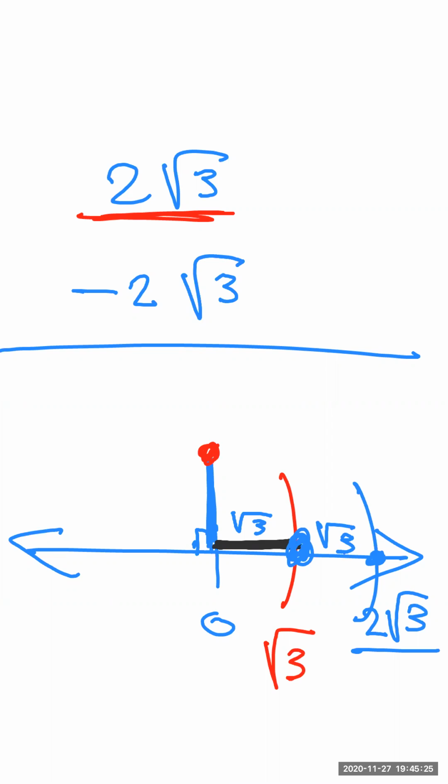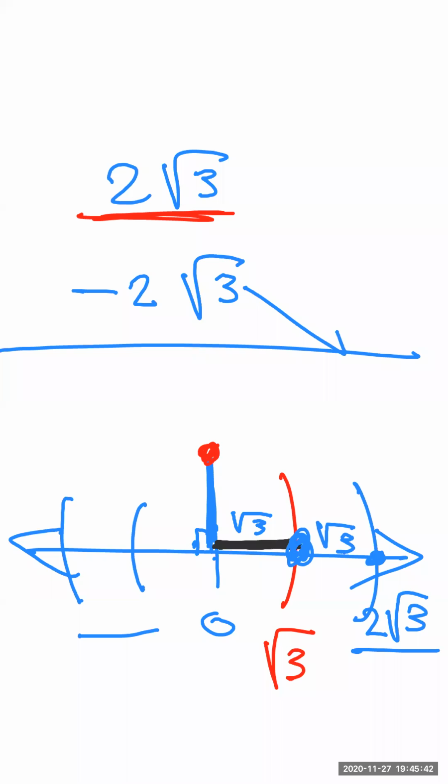Clear. Yeah. The same procedures on the negative side, for negative 2 square root of 3. Okay? Now it's clear, guys? Yeah, clear. Thank you.